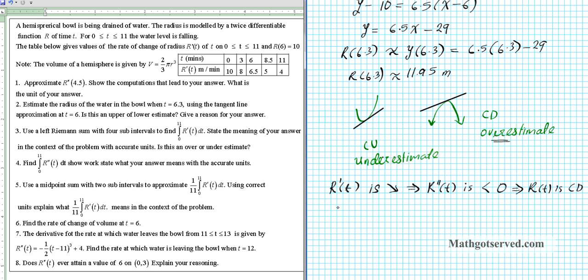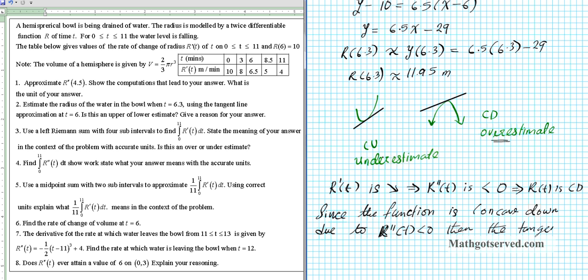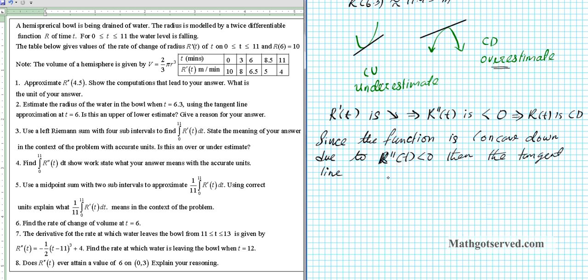Okay, so let's write that down. Since the function is concave down, and again, it's concave down due to r double prime of t being less than 0, then the tangent line is going to be an overestimate. Okay, so that's that.